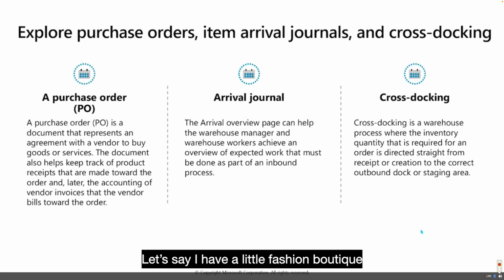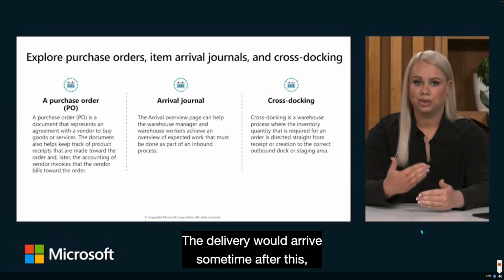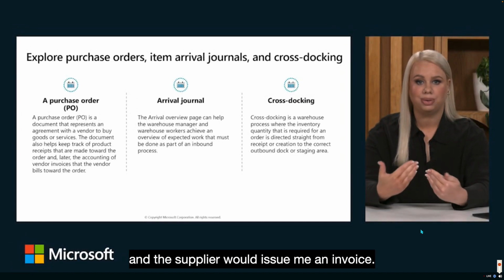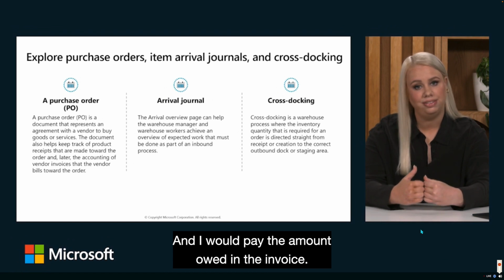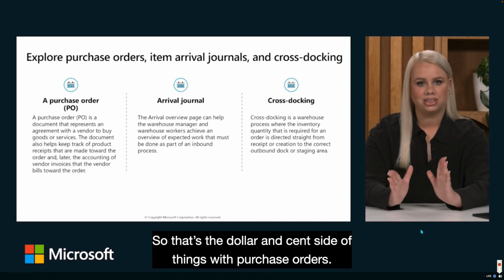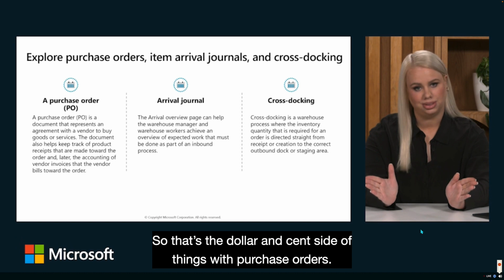Let's say I have a little fashion boutique retail store as my business, and winter is coming, and I need to be able to go get a new delivery of next season's clothes. I'll send a purchase order to the supplier listing that I want 10 dresses, 10 pairs of shorts, and 10 pairs of pants. The delivery would arrive sometime after this, and the supplier would issue me an invoice, and I would pay the amount owed in the invoice. So that's the dollar and cent side of things with purchase orders.